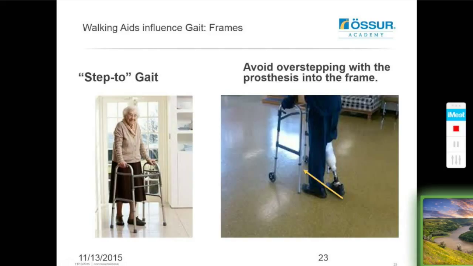I'm now going to move on to looking at the influence of walking aids on amputee gait in terms of flexion above the prosthesis.